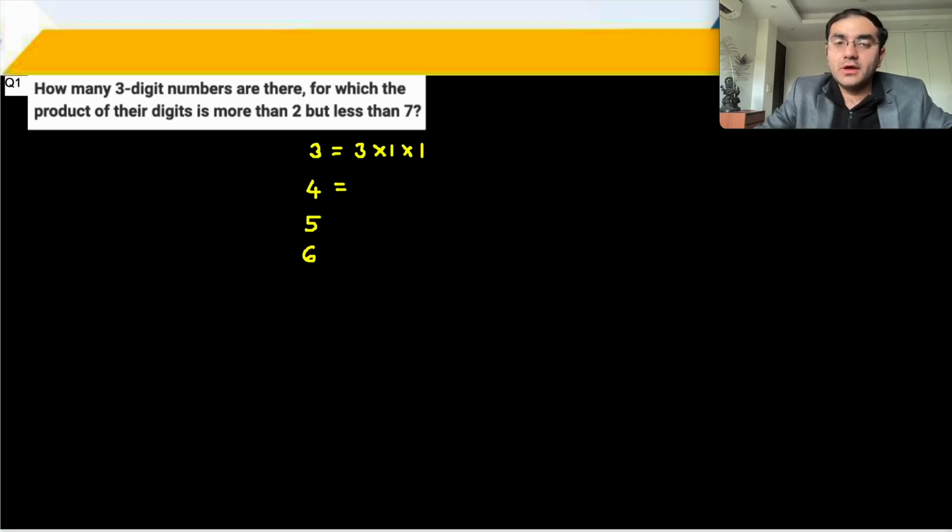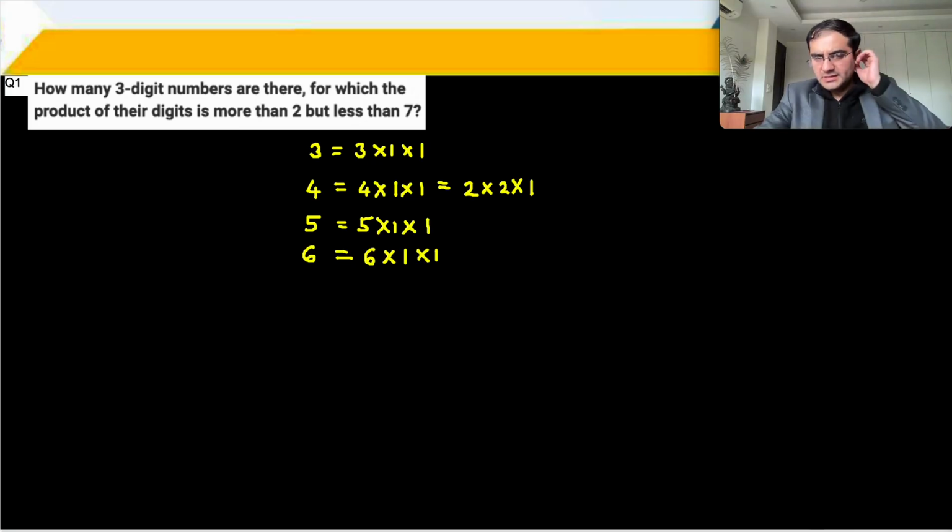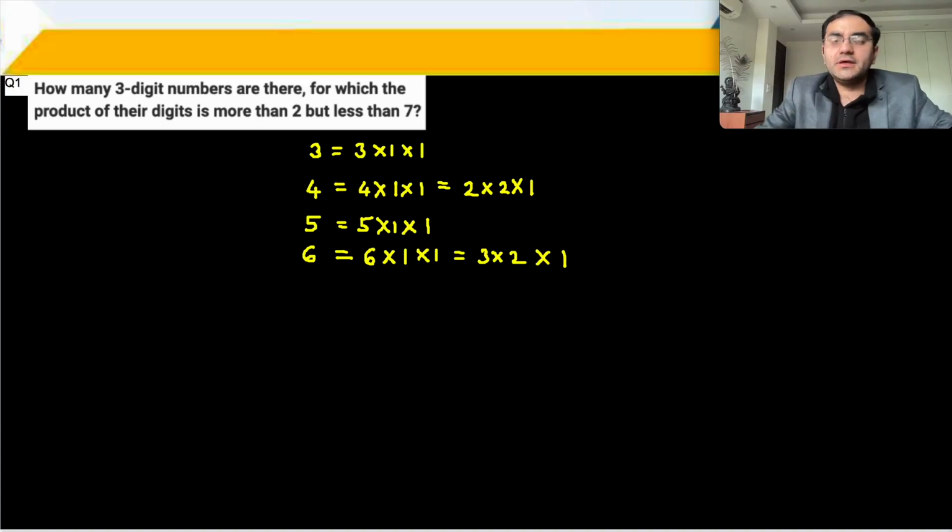How do you write 4? It will be 411, or it will be of course 221. 5 will be 511, 6 would be 611, and 3 into 2 into 1. So I now have the digits for each and every single number, and now I arrange.